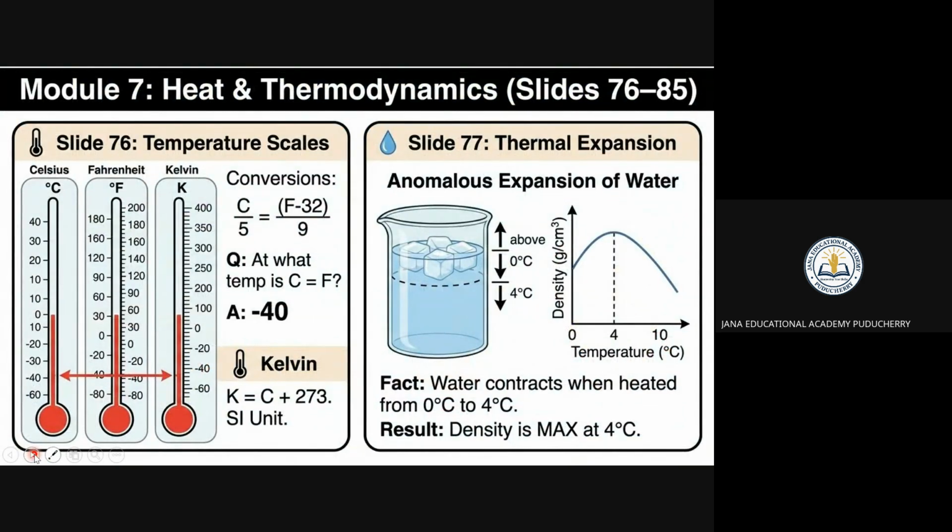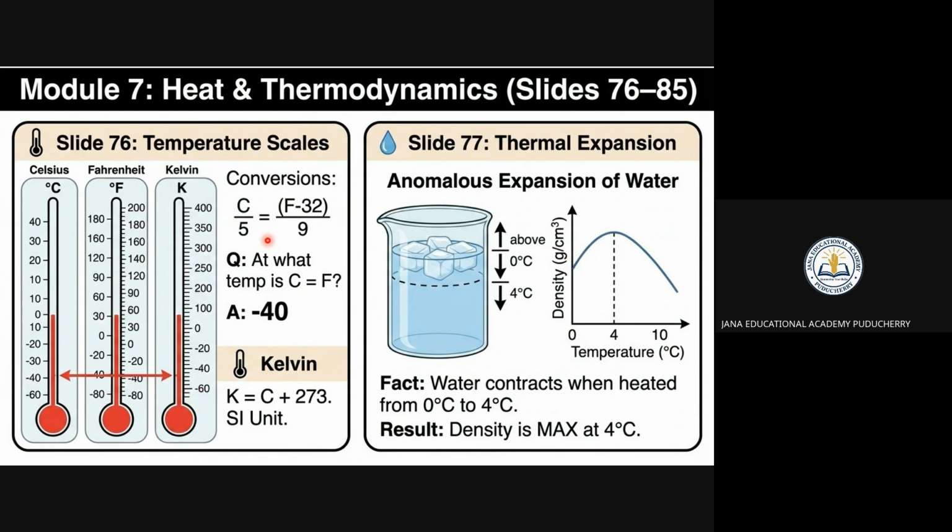Next, come to the heat topic. You know that heat is a form of energy that flows from a hotter body to a colder body due to the temperature difference. We have three temperature scales: Celsius, Fahrenheit, and Kelvin. Celsius is used in other countries like India. In the United States we use Fahrenheit. Kelvin is commonly used as the SI unit. What is the difference between these three?